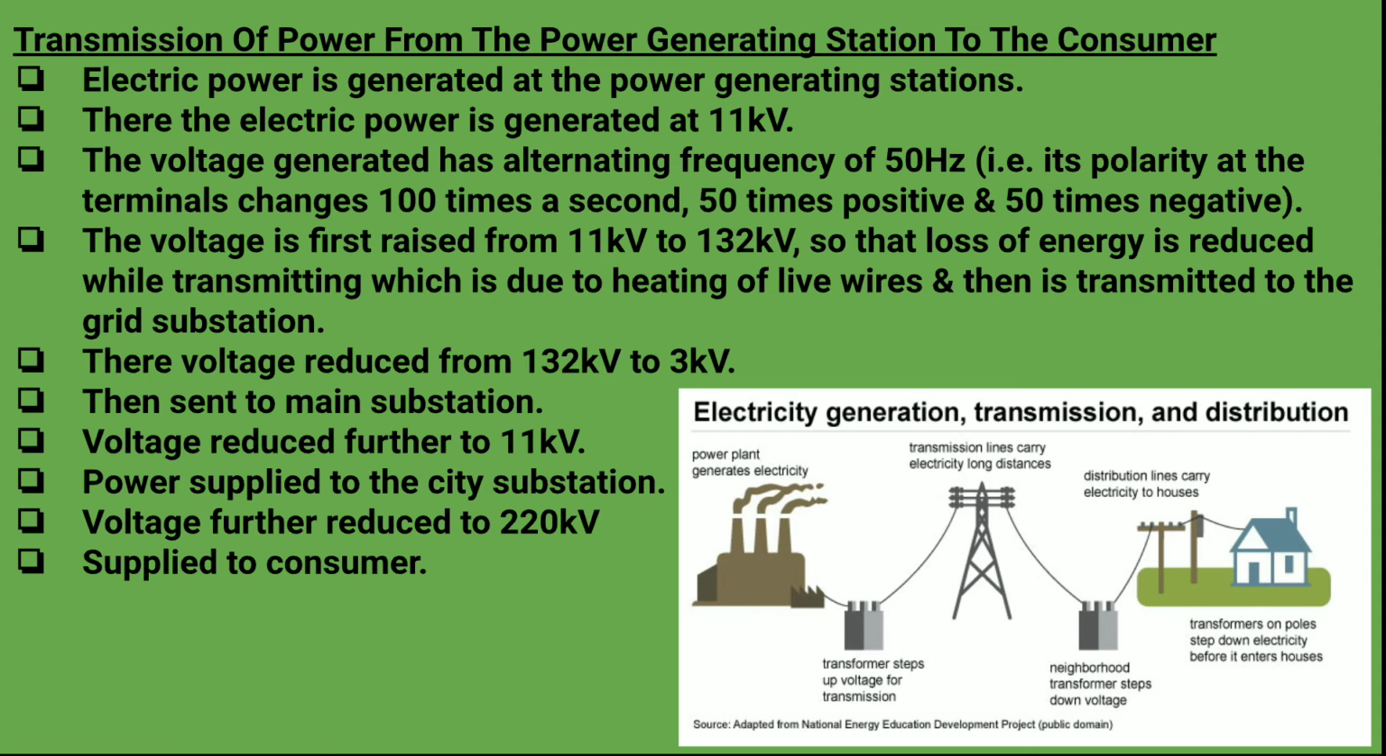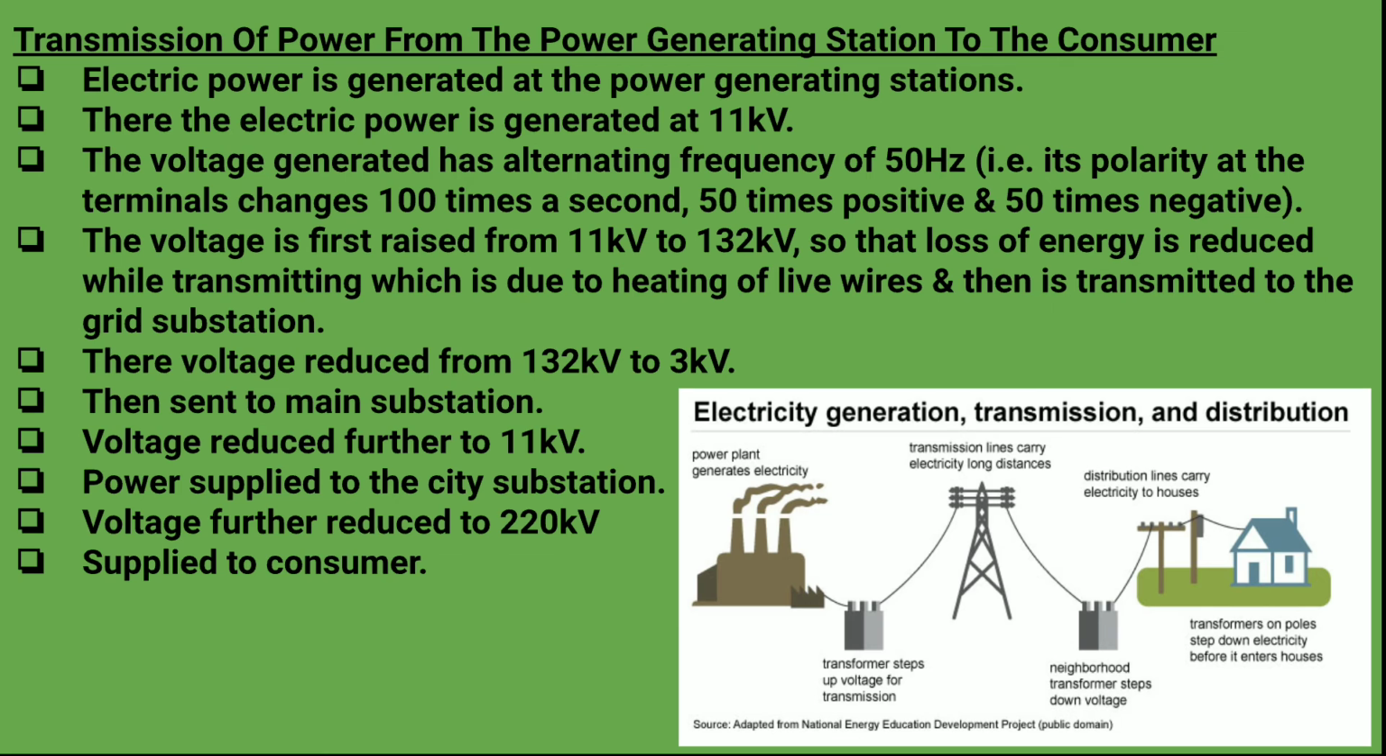Now the voltage is first raised from 11 kV to 132 kV, so that the loss of energy is reduced during transmission, which is due to the heating of live wires, and then it is transmitted to the grid substation. Okay, then it is transferred to the grid substations.